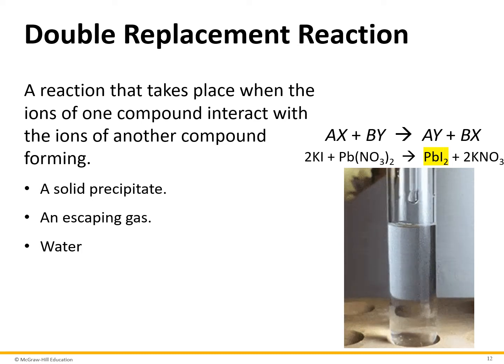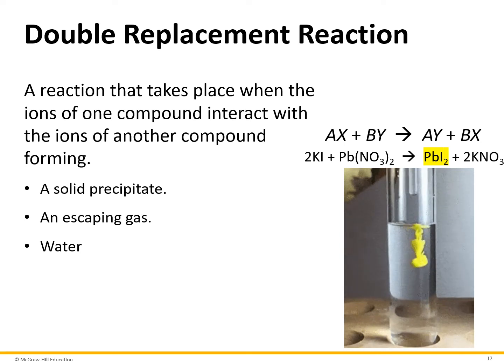It needs to form an escaping gas, which will waft away, and that would also prevent things from swapping back to the original configuration. Or it would react to form water, and we'll see an example of that at the end of the lecture, where water is a very stable compound and it's not going to react anymore, and that will also drive the reaction towards the products, or to completion.